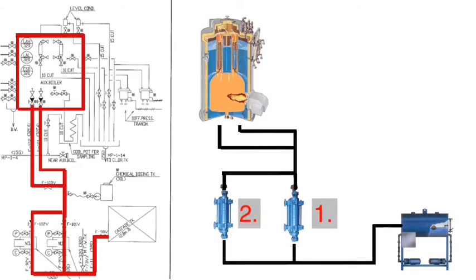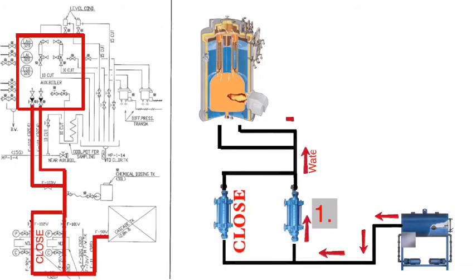For example, we have two feed water pumps here. If feed water pump number 2 is closed, the water from cascade tank flows in feed water pump number 1. And if feed water pump number 1 is closed, we use feed water pump number 2.